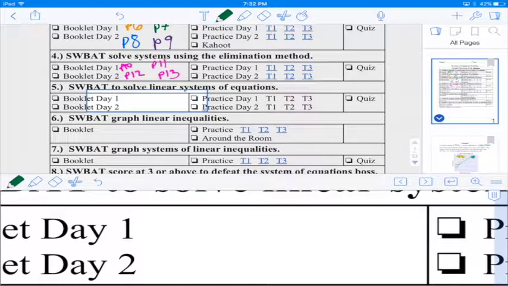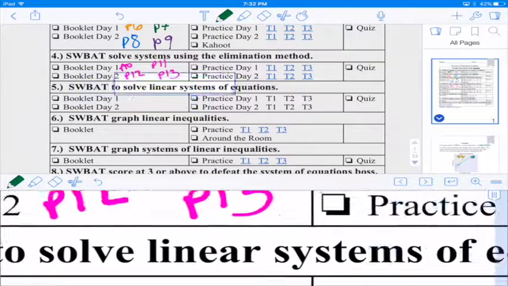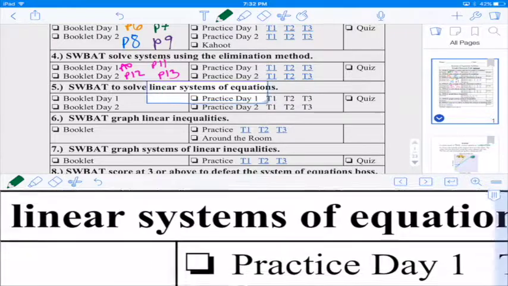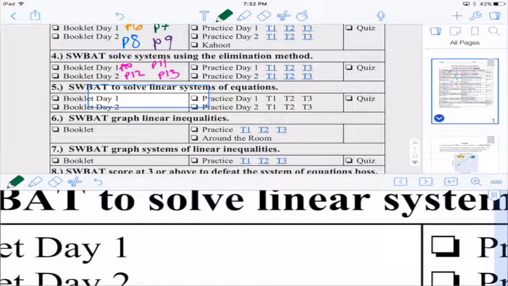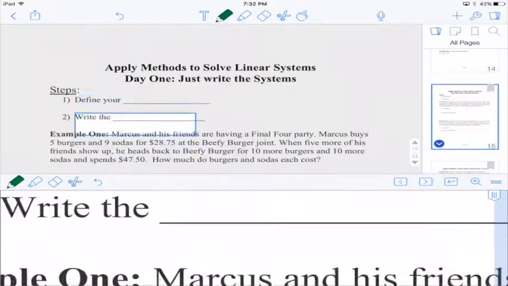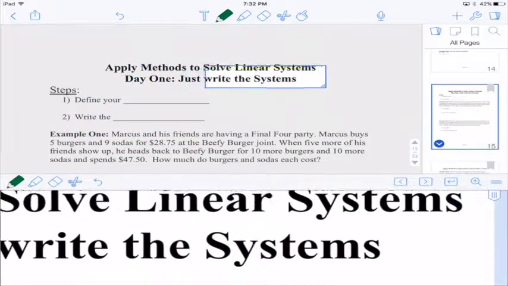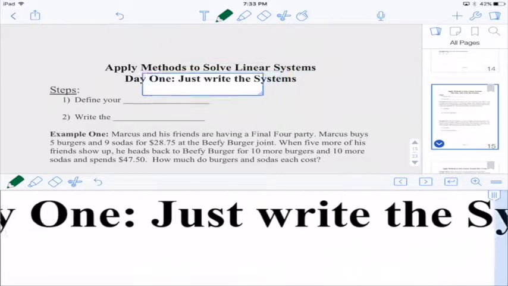All right, Algebra 1 students, we're going to solve linear systems of equations, but today we're just going to learn how to set up the equations. So this is going to be page 14. So again, we're just writing the systems. We're not going to solve them today, we're going to solve them tomorrow.